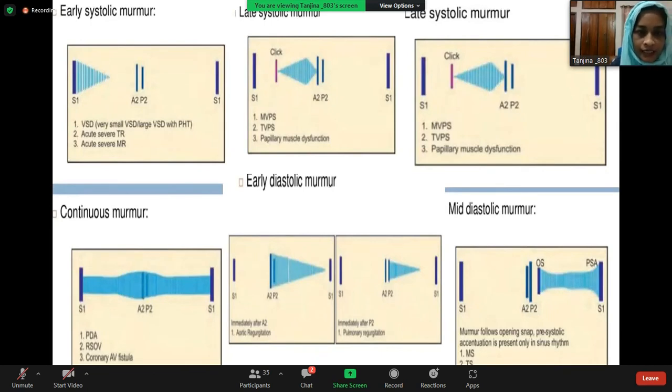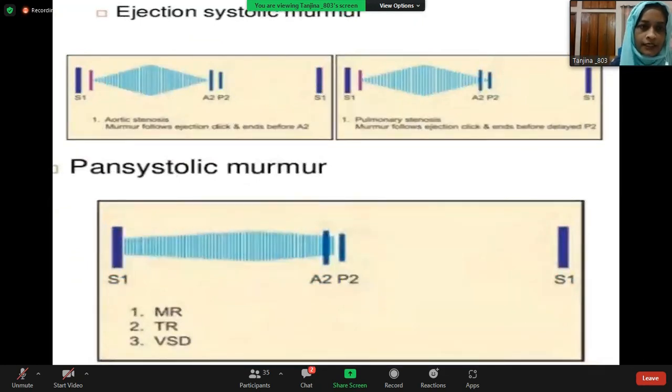And this is the phonographic picture of the early diastolic murmur, which starts immediately after the start of diastole, and this is the mid diastolic murmur, which is found a short time after the start of diastole. This is found in mitral stenosis and tricuspid stenosis. This is the ejection systolic murmur, which starts immediately after the first heart sound and continues till the second heart sound. And the pansystolic murmur starts at the first heart sound and continues through the whole of systole up to the second heart sound.